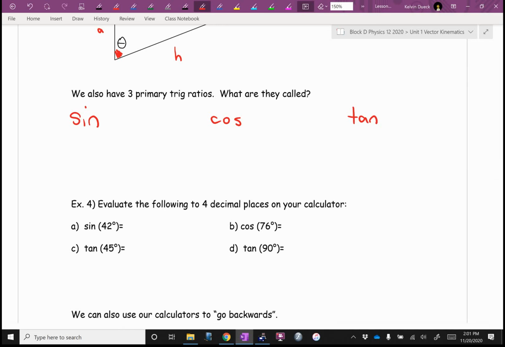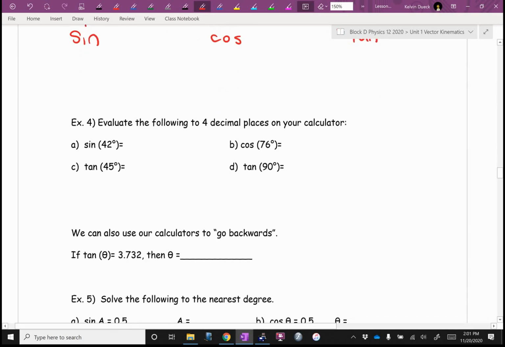One of the things all of you need to be able to do is evaluate sine or cosine or tangent on your calculator, and you need to make sure your calculator is in degrees. Thanks, Carter. I'm not sure how much further I'll get. I'll do a bit, but we'll put it online.